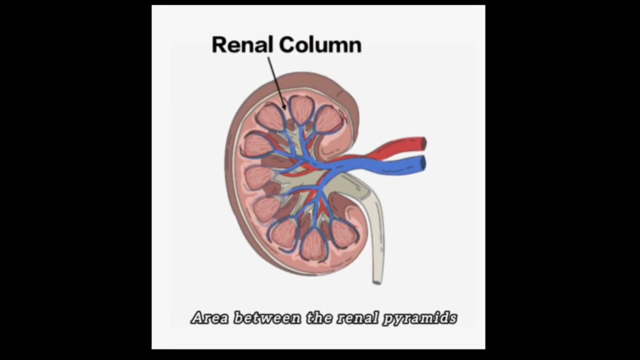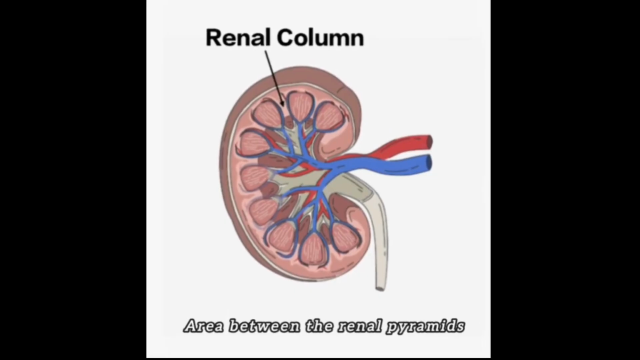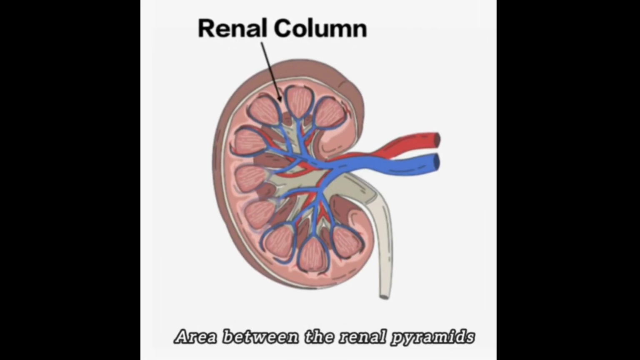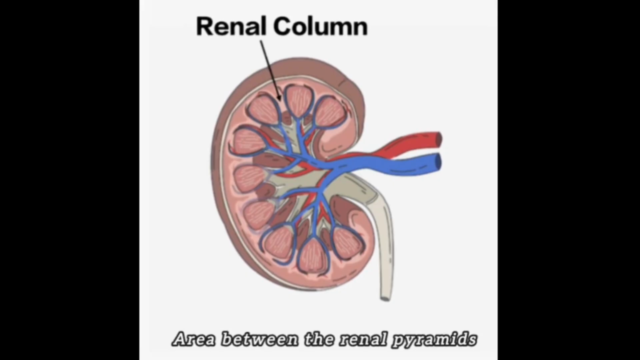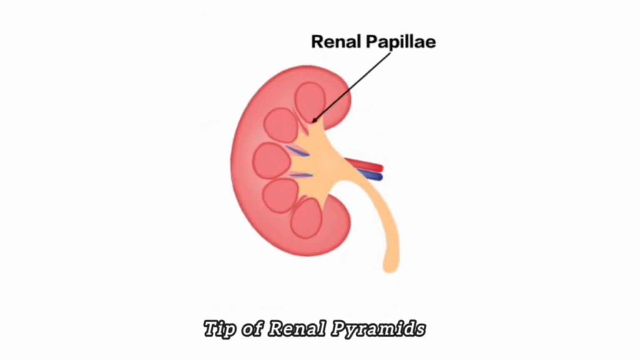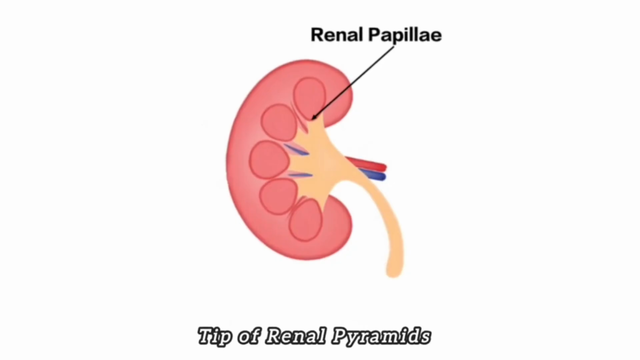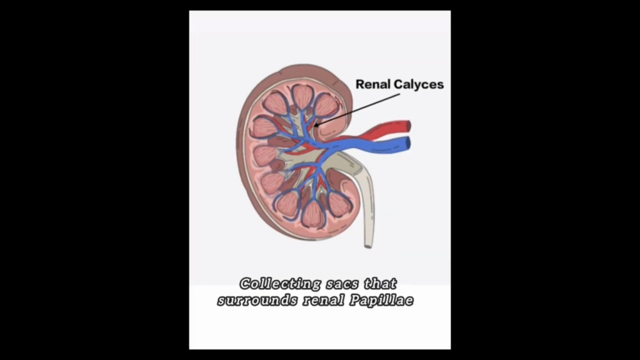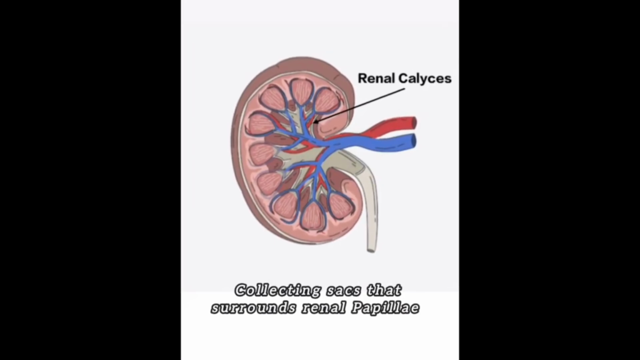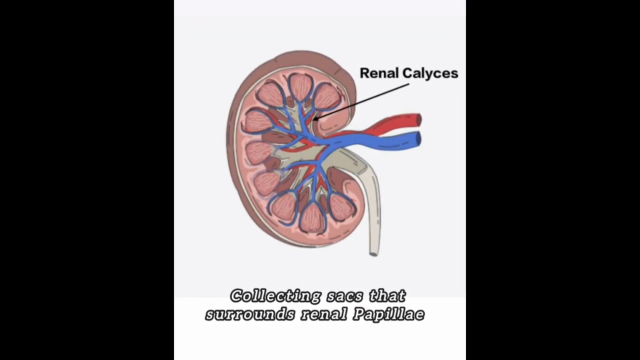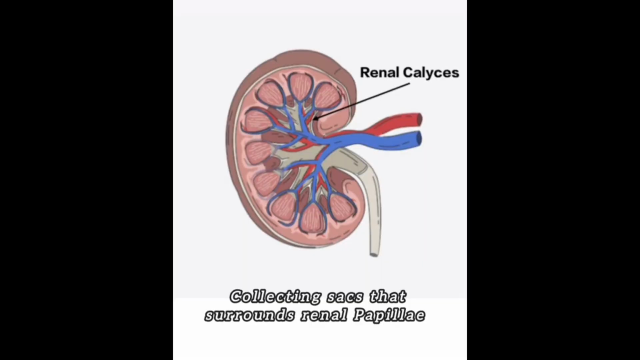Renal column is the area between the pyramids. It is the space for the blood vessels located in the medulla, and they are also called columns of Bertini. Renal papillae are the tip of the renal pyramids. They release urine into the calyces, and the renal calyces are the collecting sacs that surround the renal papillae. They transport urine from renal papillae to the renal pelvis.